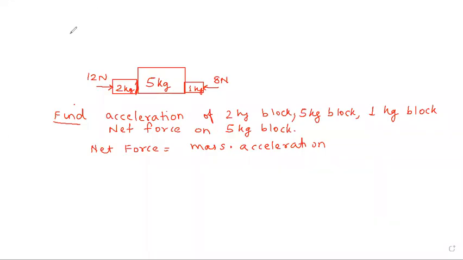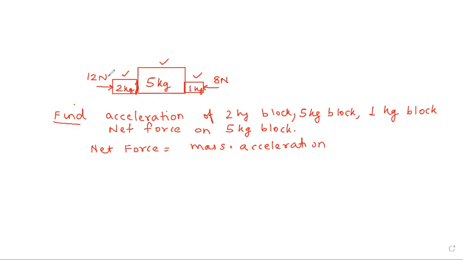Dear friends, we will be solving an interesting problem on Newton's laws of motion. This is a problem wherein there are three blocks. You see that this is block 1, block 2 and block 3. This block has a mass of 2 kgs, this mass is 5 kgs and this is 1 kg. All these blocks are connected to each other.